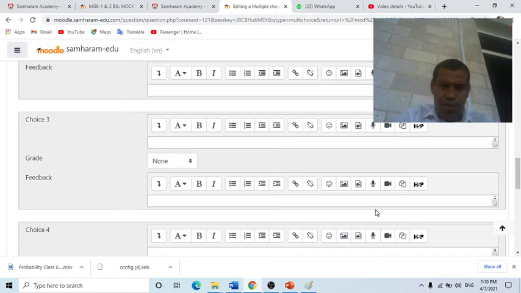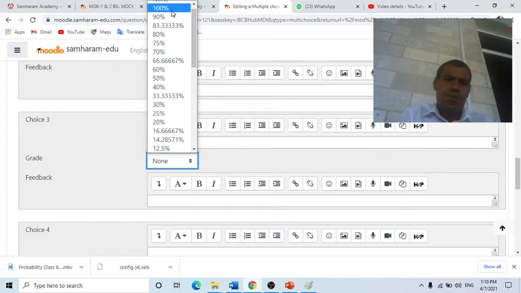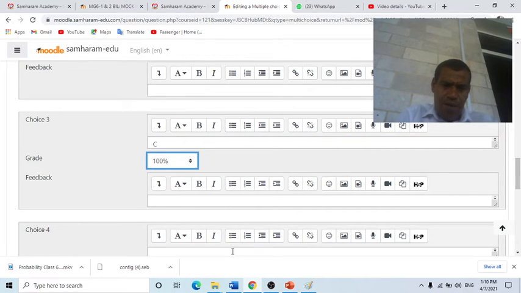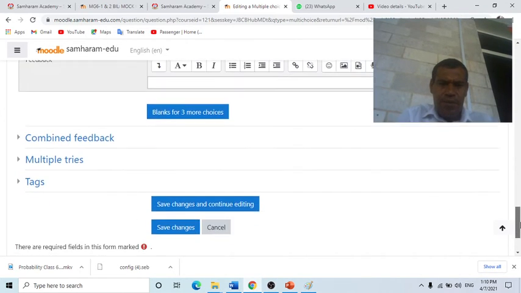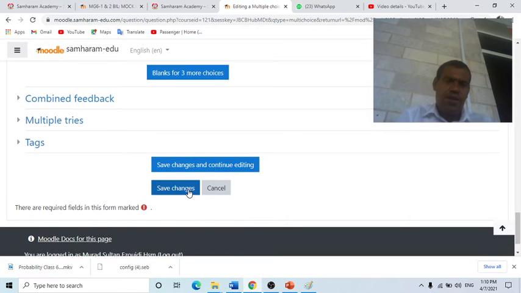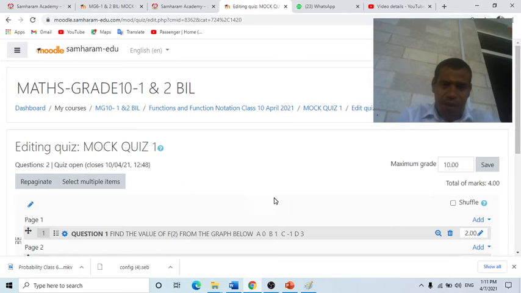C is true. Okay, C is true. C and give 100% because it's true. Then for the last one, D, no need to give. Then let's say save. Save changes, sorry. Then we have 2 questions at least.